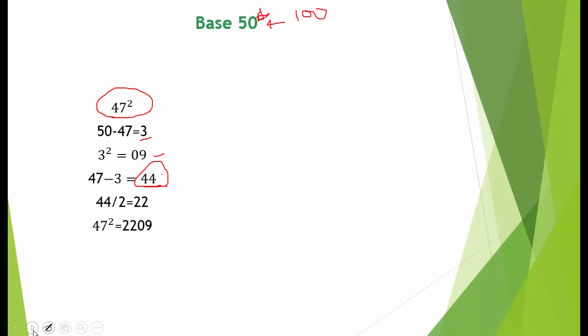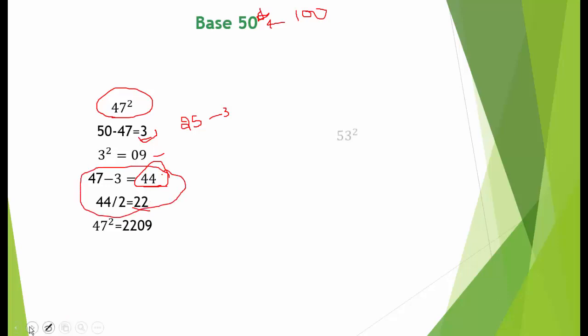Student, this is the general method, but if you want to make this faster, then you can subtract this number 3 from 25, because the half of 50 is 25. Subtract 3 from 25, this will become 22 and you can skip these two steps.